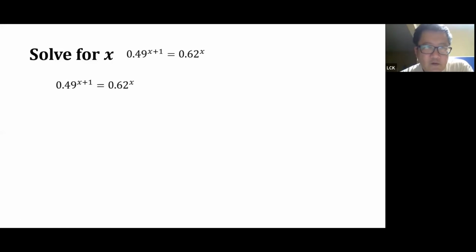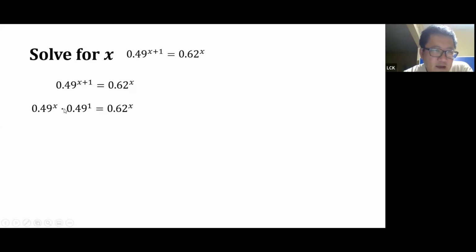Something looking rather strange: 0.49 to the power of x plus 1 equals 0.62 to the power of x. How do you do that? Now, very simple. Just repeat the question, and break this apart. When you break this apart, that's what you get.